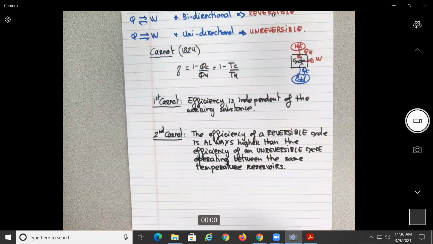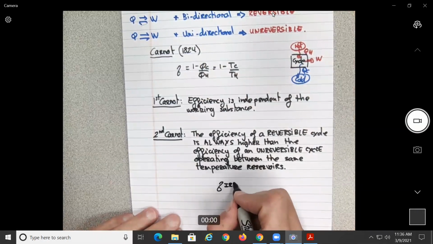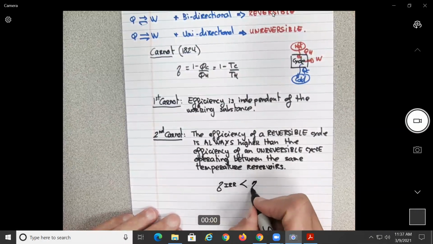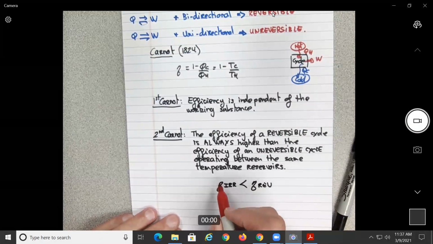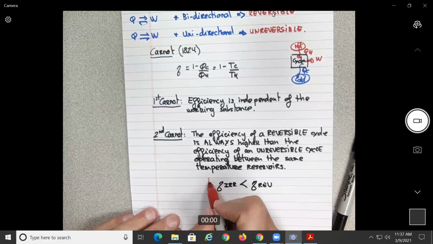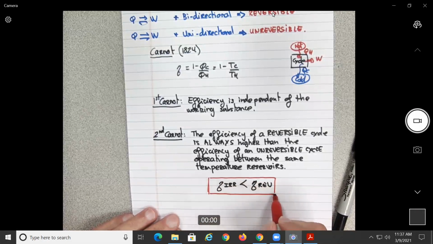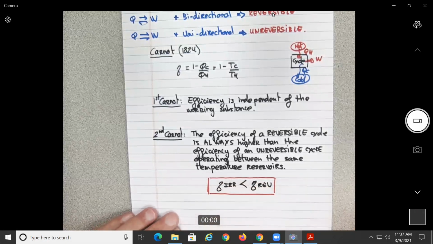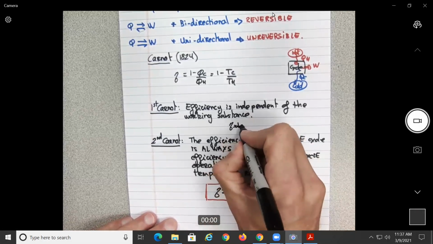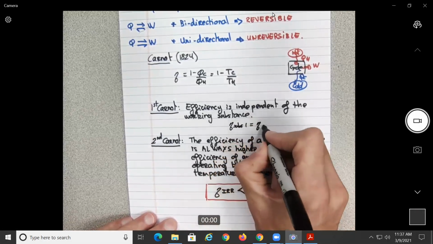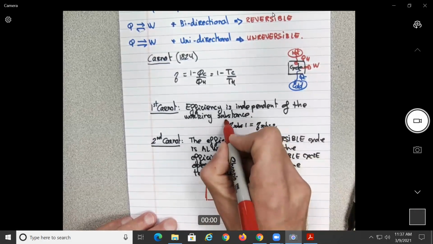Okay, so basically we say that the efficiency of an irreversible cycle will always be lower than that of a reversible cycle. And if you want, this one will say the efficiency of substance 1 is equal to the efficiency of substance 2, but that one is not that important.